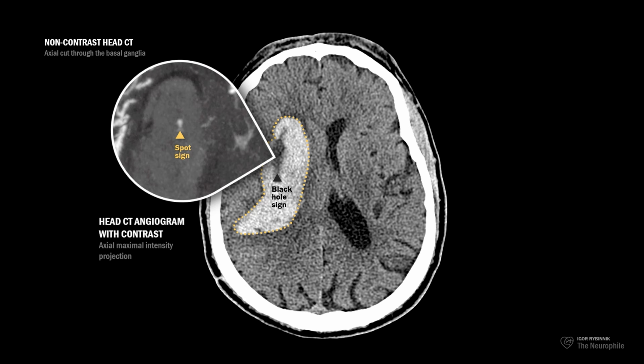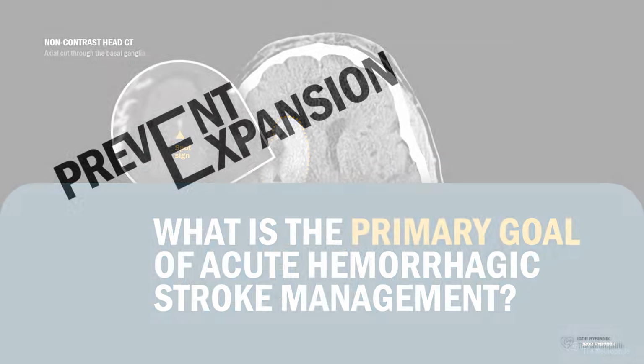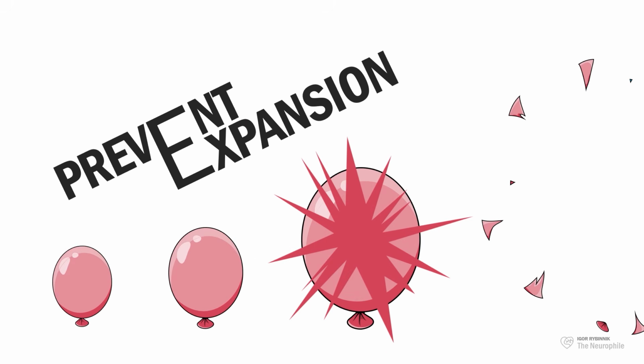Now that we know we're dealing with a hemorrhage, what is the primary goal in managing an acute hemorrhagic stroke? We have to prevent expansion. The bigger the hematoma, the worse the outcome.